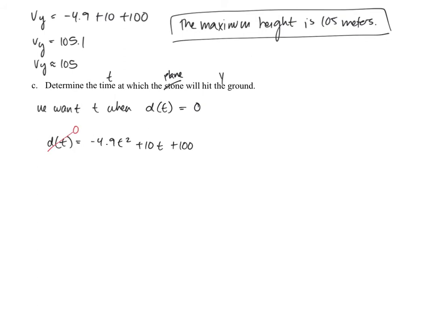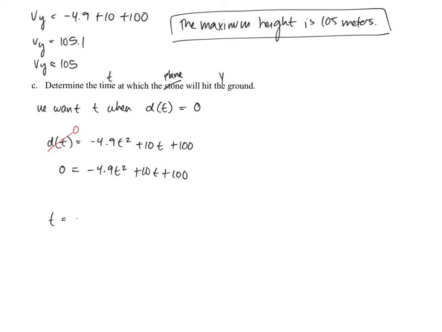Oh, this looks like we're going to have to work with a quadratic equation here. Negative 4.9t squared plus 10t plus 100. Okay, this looks like a quadratic equation, and I don't know how to factor a decimal. So my only option would be the quadratic formula.